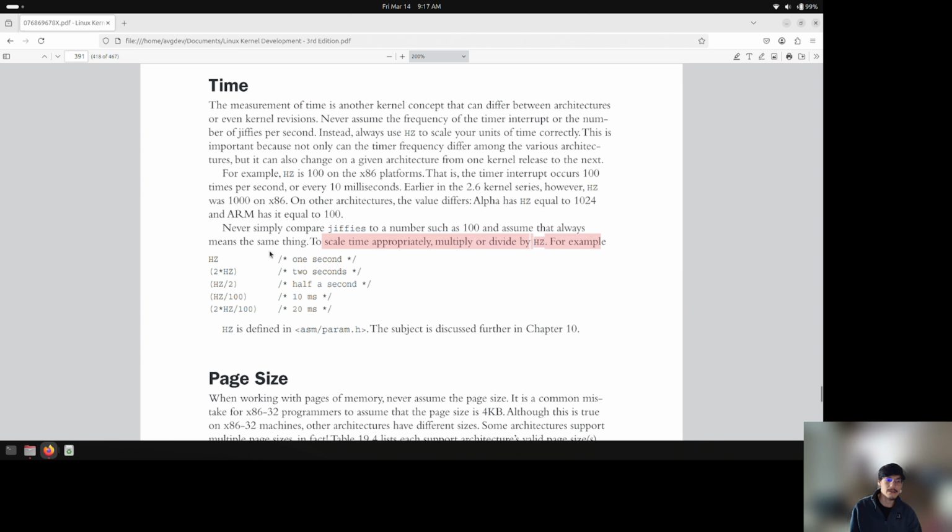For example, to get 1 second, it's HZ. To get 2 seconds, it's 2 times HZ. To get half a second, it's HZ over 2. To get 10 milliseconds, it's HZ over 100. HZ is just the number of times per second. So to get 20 milliseconds, it's 2 times HZ over 100. HZ is defined in asm/param.h. The subject is discussed further in Chapter 10.